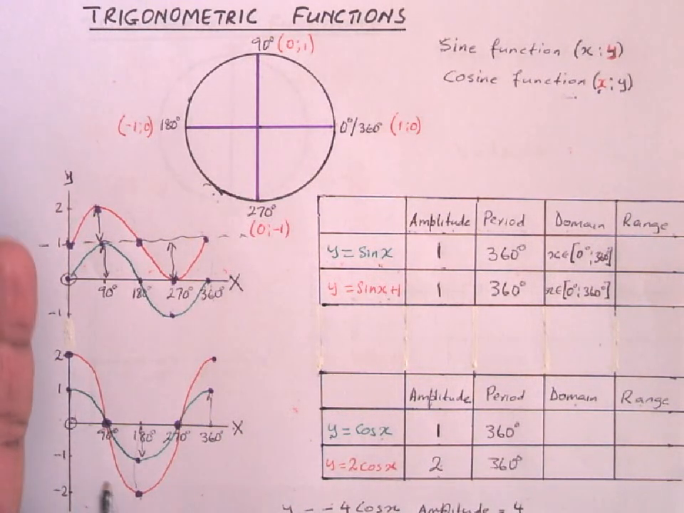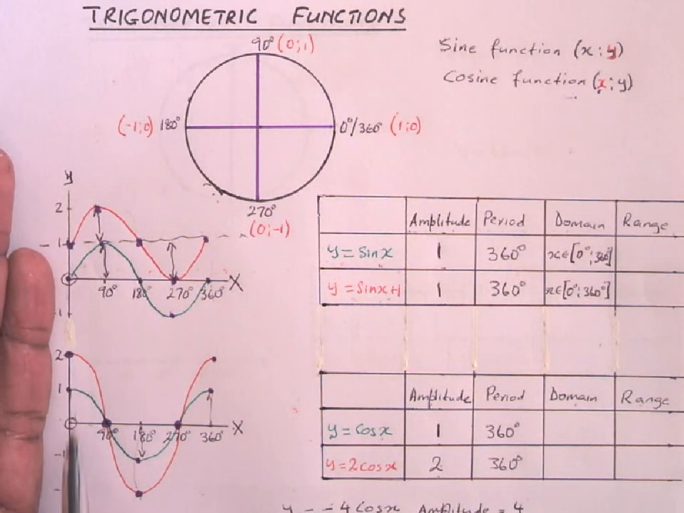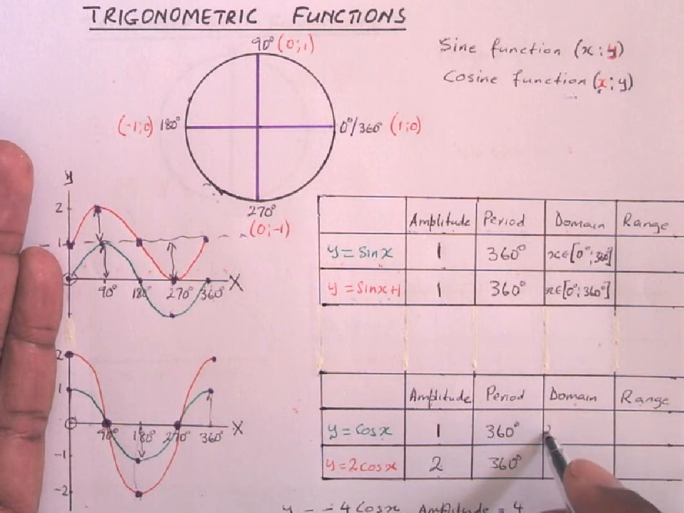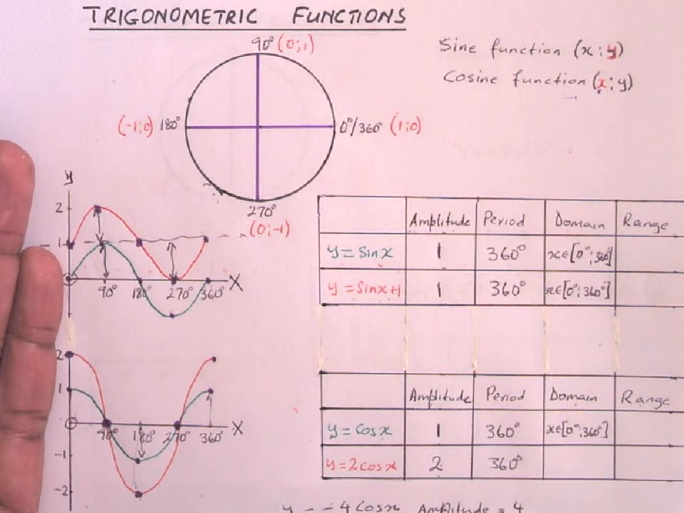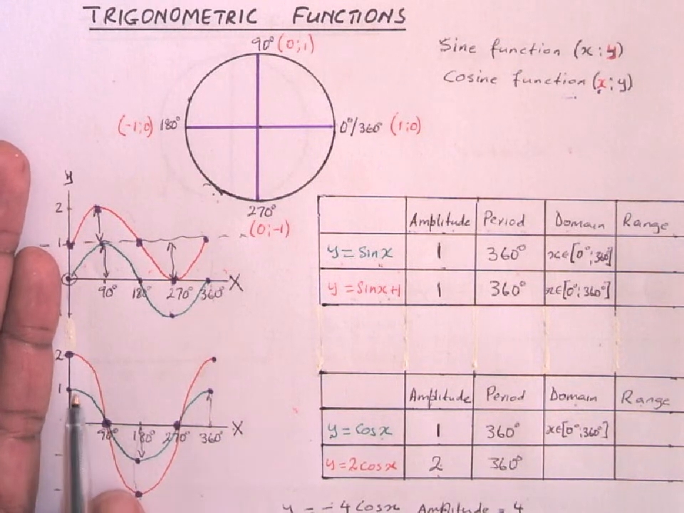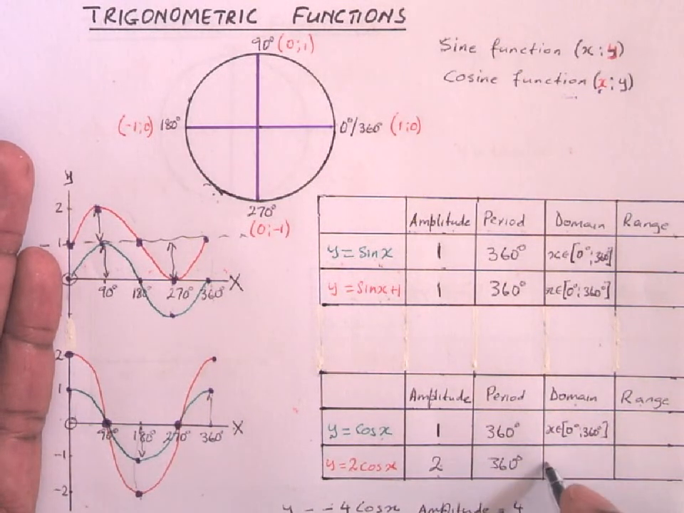Let's look at this one here, the bottom here. What's the domain of this cos graph? Again, it takes all the x values to 360. So x is an element of, starting at 0 degrees, then to 360 degrees. Similarly, with this one here, starting from 0 to 360 degrees. So x is an element of, starting at 0 degrees, ending at 360 degrees, like that.